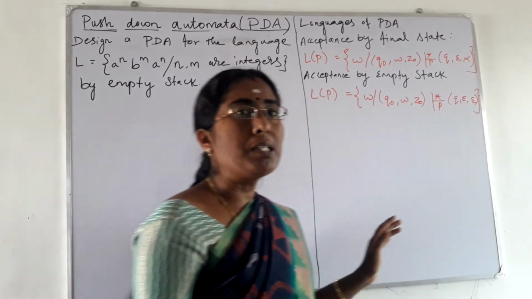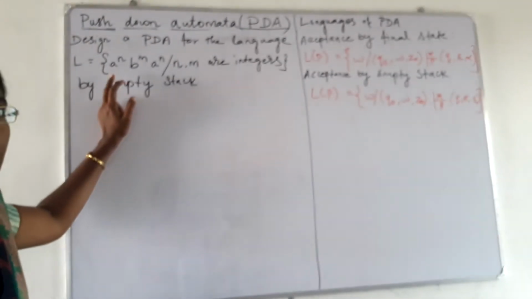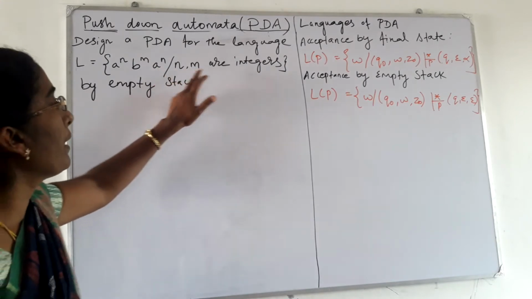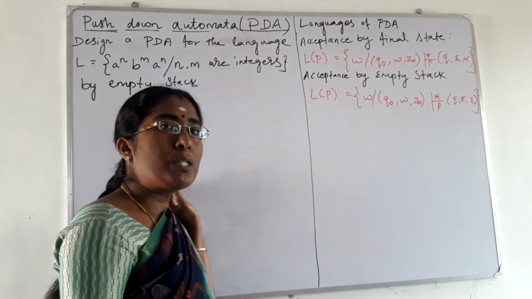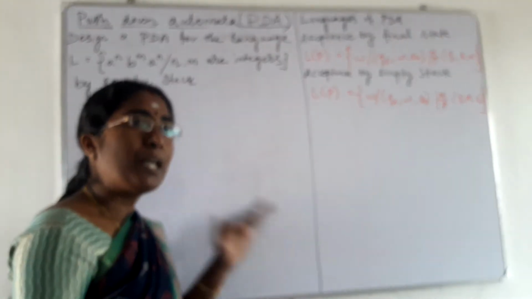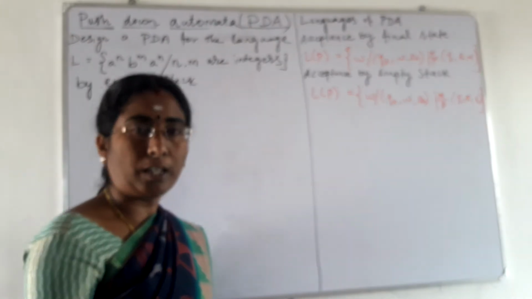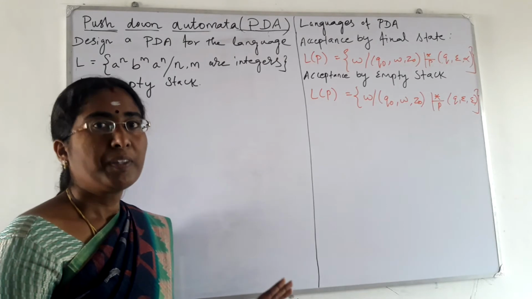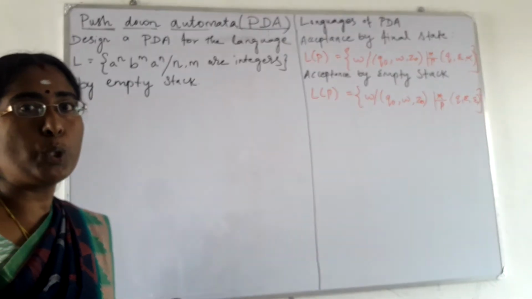Now we will see an example. Design a pushdown automaton for the language L = a^n b^m a^n, where n and m are integers, by using empty stack. Using empty stack means that at last the stack should be empty. Whether it reached the final state or not is not a problem, but the stack should be empty. For this language, how will we design a pushdown automaton?